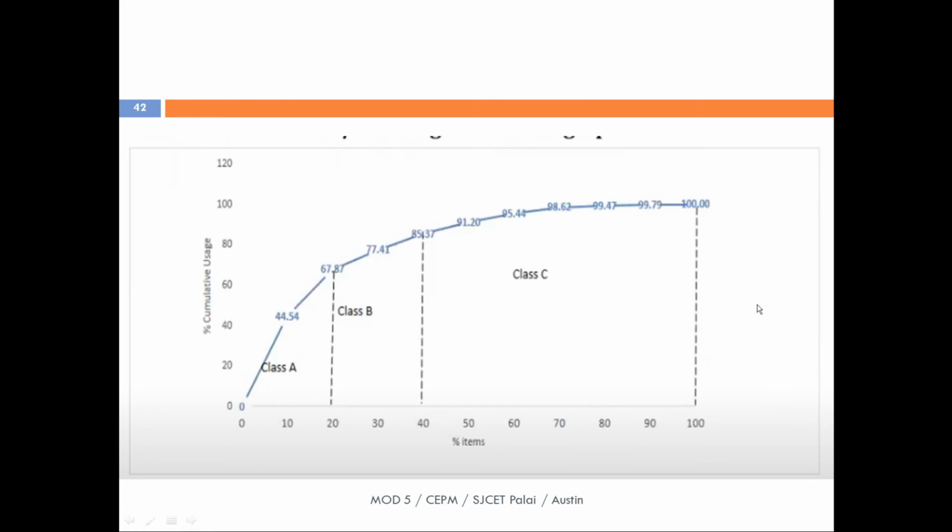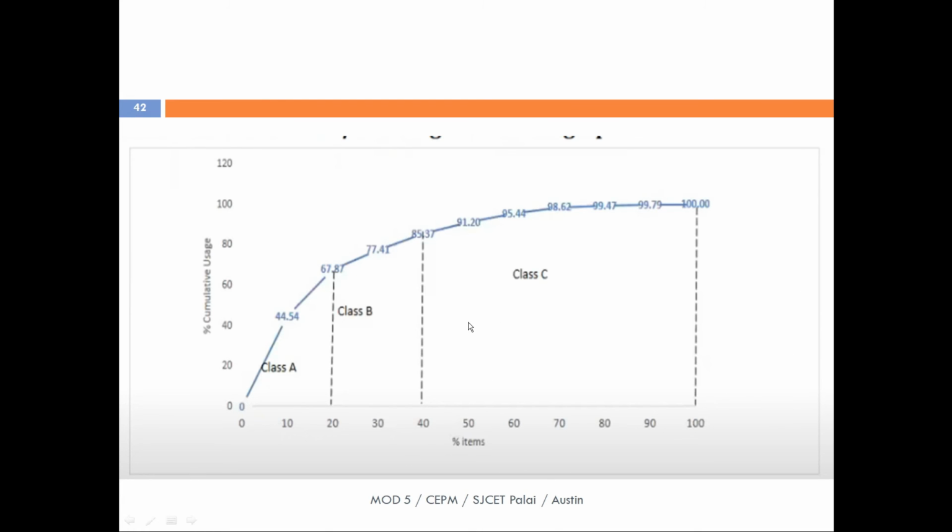From that, we can plot a graph with the percentage of cumulative items on the x-axis and the percentage of cumulative usage value, or price value, on the y-axis. Plotting those cumulative percentages 0, 44.54, 67.87, we get up to 100 percent. We will have this graph. From this, for example, I have taken the case of 20 percent of items as class A, 40 percent of items as class B, and from 40 to 100 as class C.